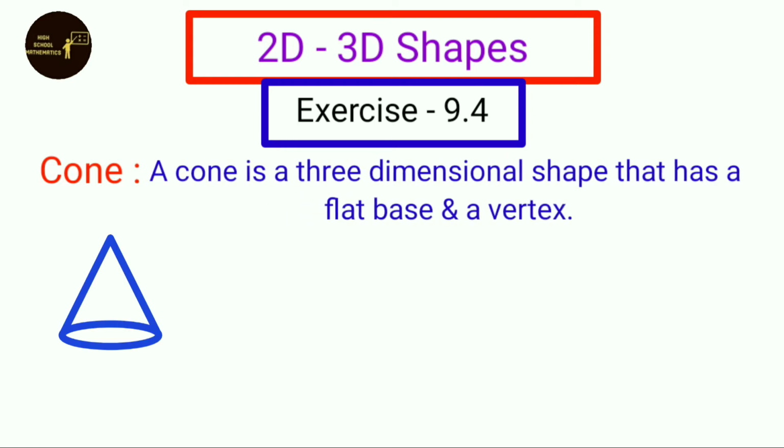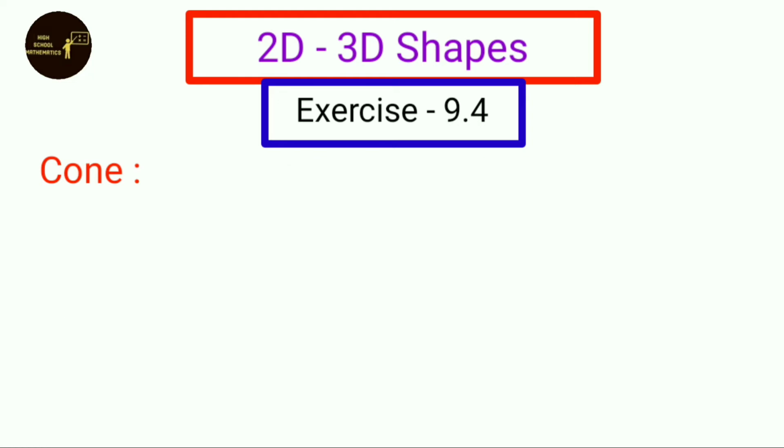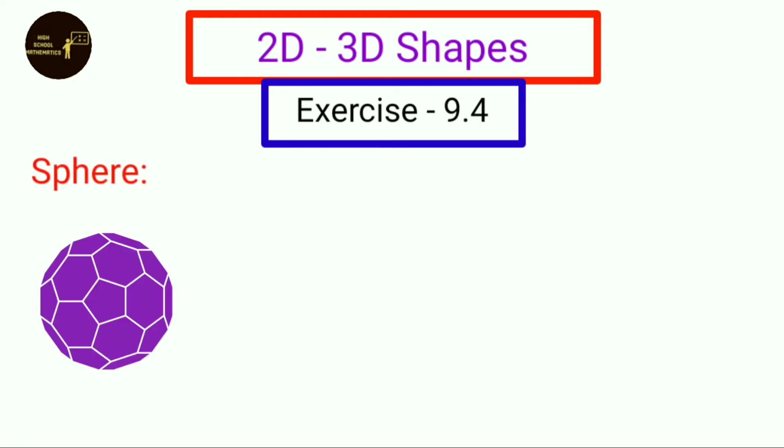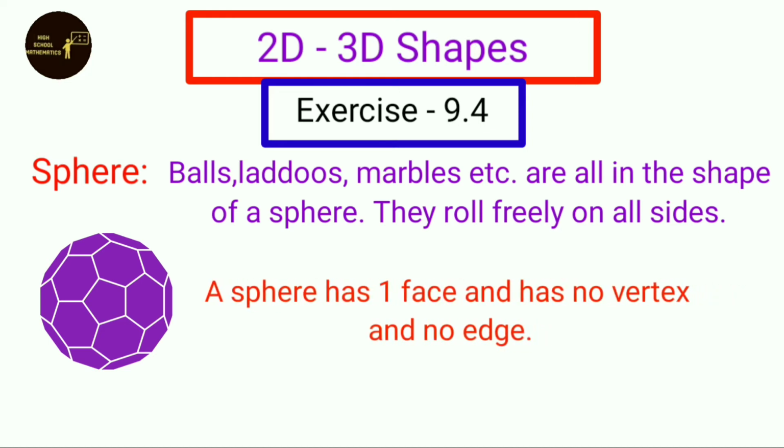See now what is a cone. A cone is a 3-dimensional shape that has a flat base and a vertex. A cone has 2 faces, 1 edge and 1 vertex. See now what is a sphere. Balls, laddus, marbles, etc. are all in the shape of a sphere. They roll freely on all sides. A sphere has 1 face and has no vertex and no edge.